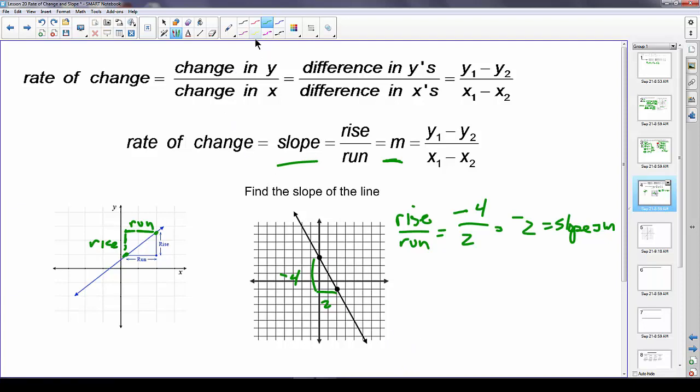Now, I can choose to go from another point. That's not a problem. If I go this way, I go up, and then I go over. So my rise in this case is a +4, but since I'm going 2 in the negative direction, my run is a -2. So in this case, I'd have 4 over -2, which is still a slope of -2. It doesn't make any difference which way you go as long as you're conscious of what direction you're moving in.